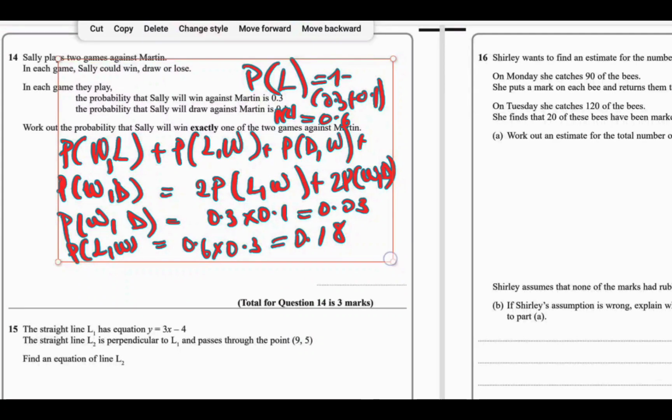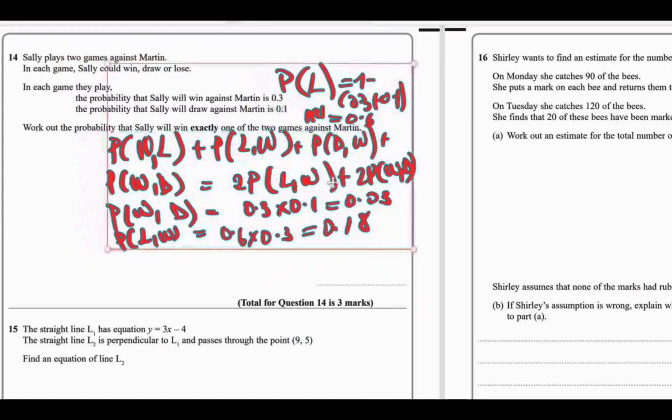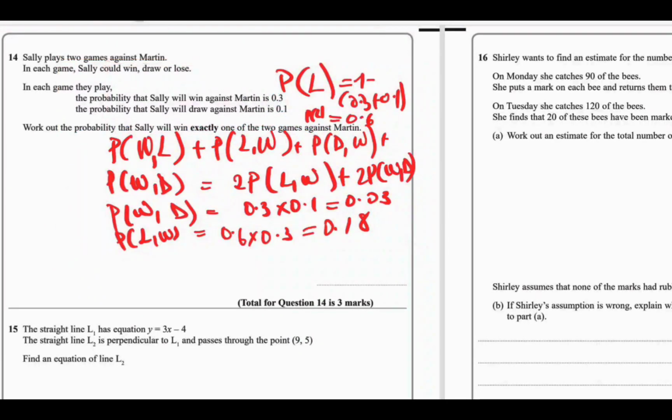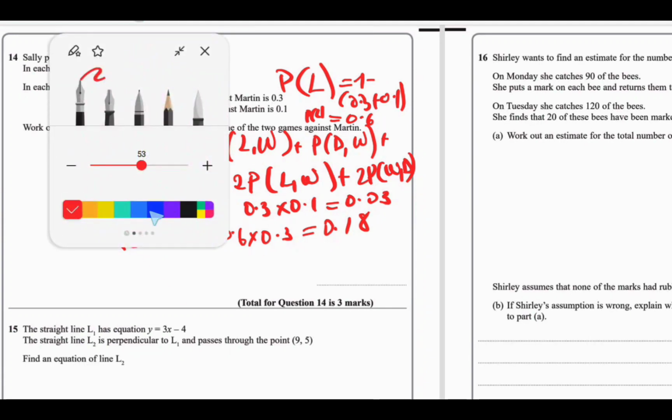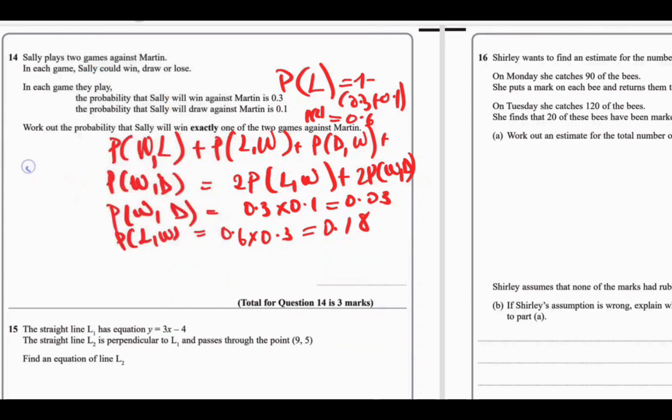Okay, now we want to find the probability that she would win exactly 1 time. So I'm just going to plug everything that we got into this equation right here. No, the second one, which is simplified.